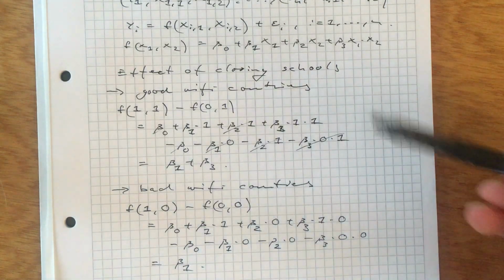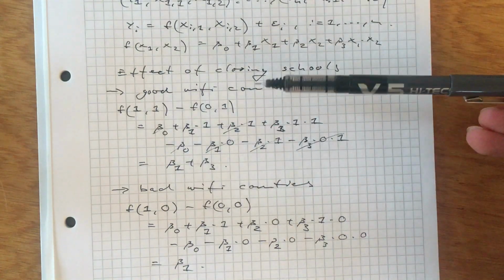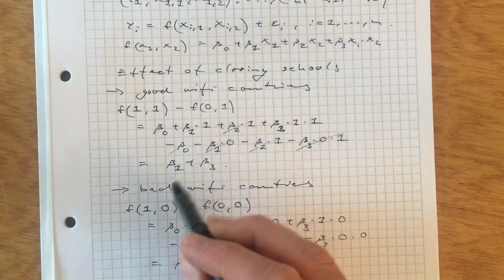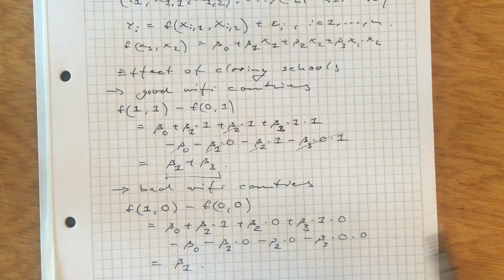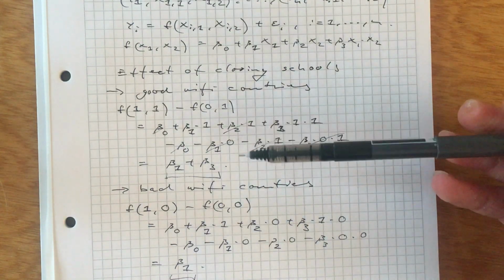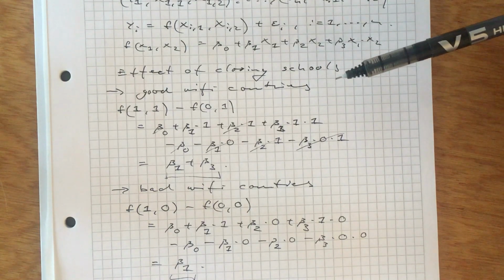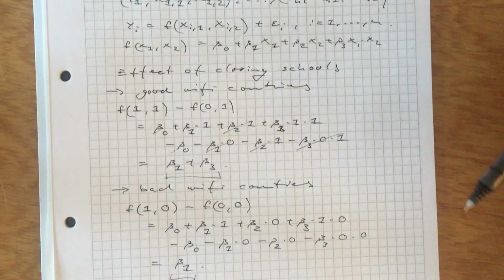So now you see that the effect of closing the schools in good Wi-Fi countries is beta 1 plus beta 3, while the effect of closing the schools in bad Wi-Fi countries is beta 1. So now we see how this model allows for the effect of such a measure to differ depending on a characteristic of the country, whether or not the internet connection is good. Okay, thank you.